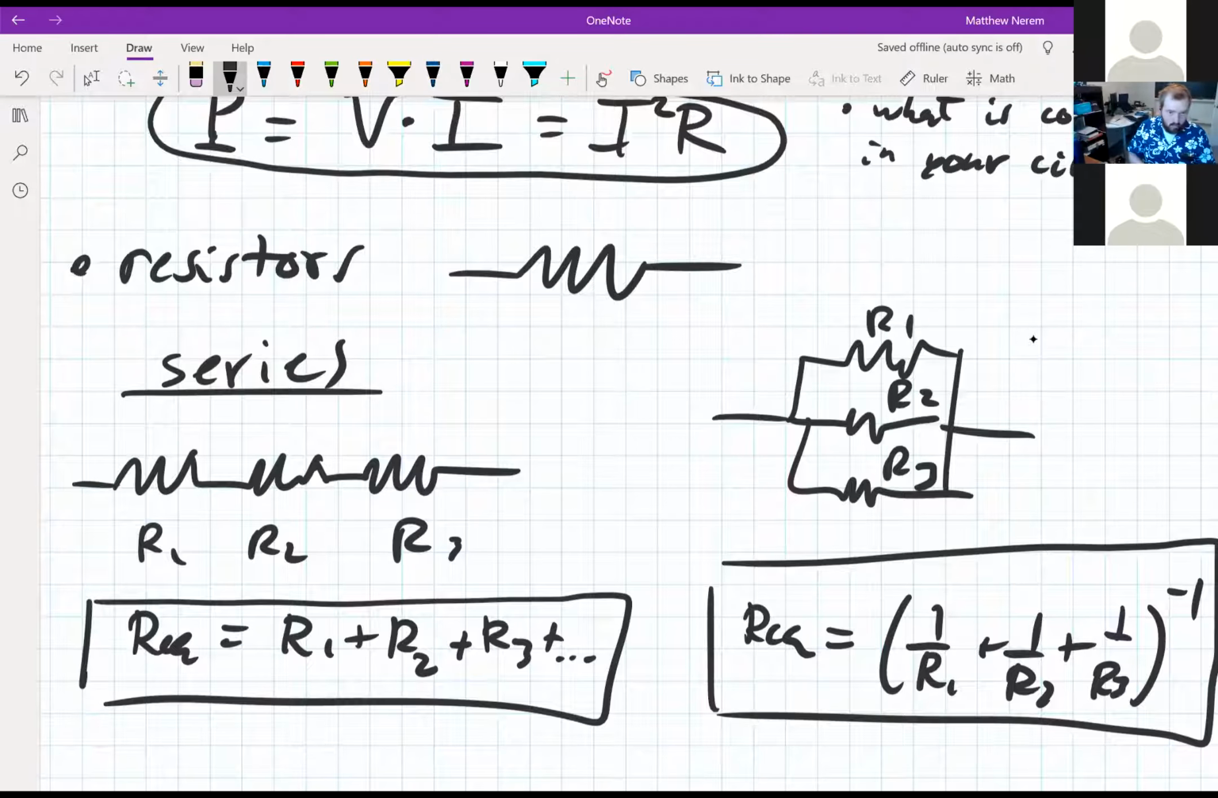Hey, Professor. Would that be 1 over R equals 1 over R1 plus 1 over R2? Yes, if you prefer it written in this way.